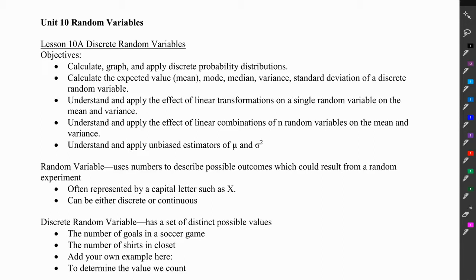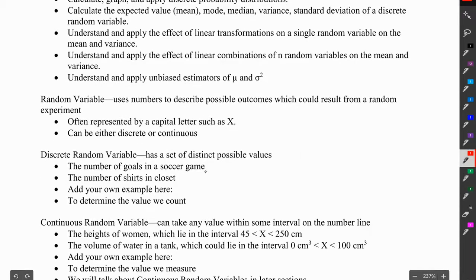A random variable uses numbers to describe possible outcomes which could result from a random experiment. Often, they're represented by a capital letter such as X, and they can be either discrete or continuous. A discrete random variable has a set of distinct possible values. Some examples of this are the number of goals scored in a soccer game, the number of shirts in a closet. I would like you to take a second and add your own example.